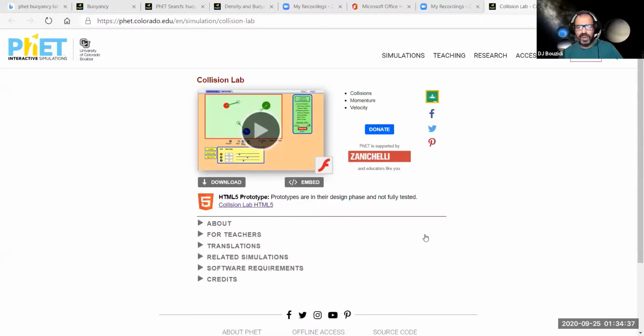Every time I give you a link like this one, try not to use the Flash version. Try to go to here, Collision Lab, HTML5. That's what we're doing in here. Is everybody looking at the activity first? I'm not sure if I'm sharing the right screen or not. Okay, very good. So I'm going to click on it.